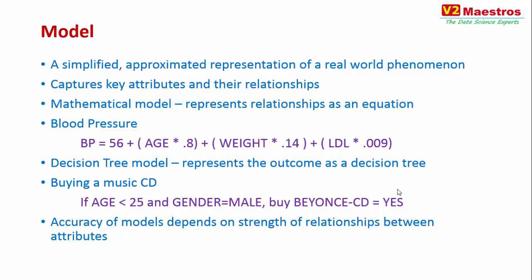Accuracy of models depends on the strength of relationships between the attributes. Sometimes the relationship between the attributes is very strong, such that you can predict with 100% guarantee that if I see this, I'm definitely sure this is going to be the outcome. Sometimes the accuracy is not that much. In that case, you might want to combine multiple attributes and see if you can increase the accuracy level. Sometimes there is no relationship at all. So it can be in any form, any kind of varying scale that you might get. But a model overall is a simplified, approximated representation of something that is happening in the real world.